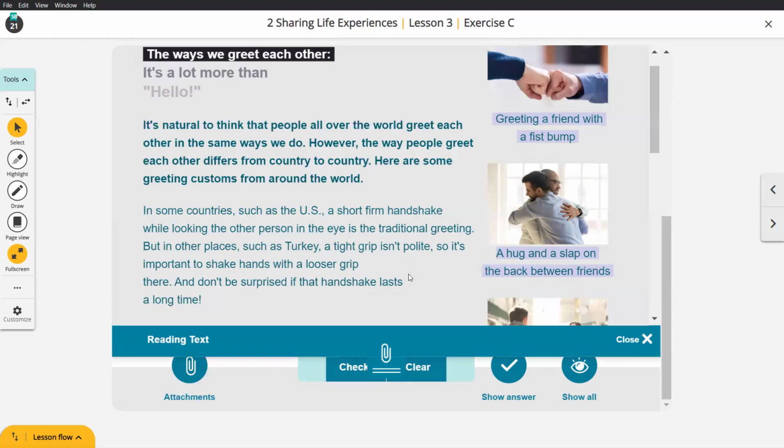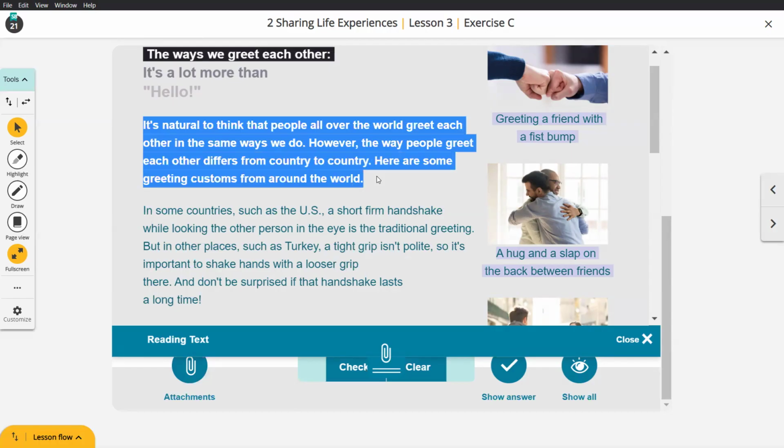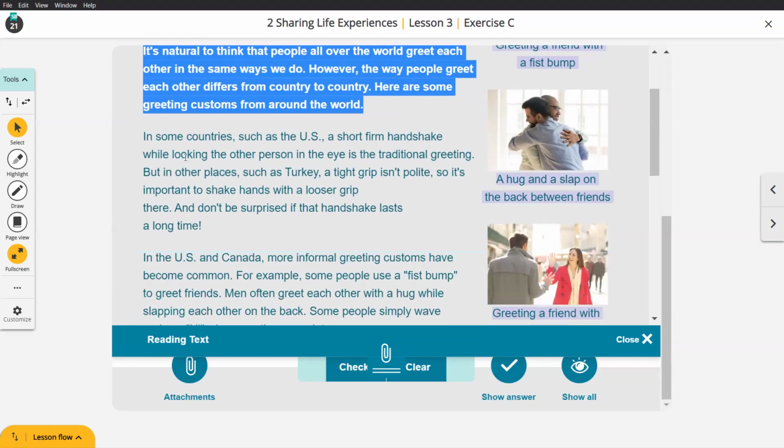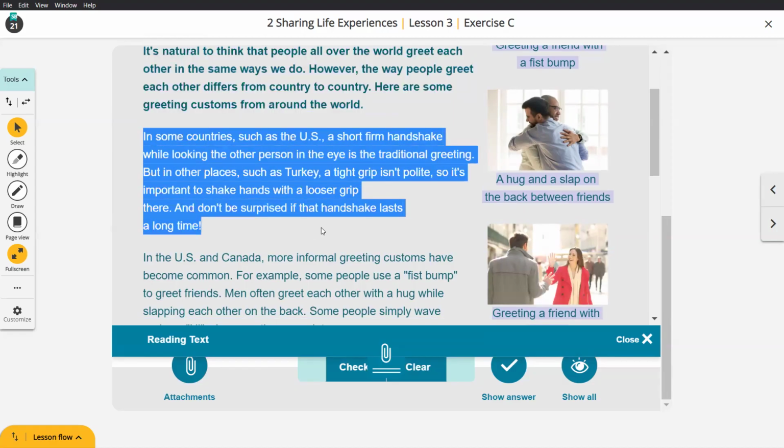So, please, Liz, read the first paragraph. This one. Okay, teacher. It's natural to think that people all over the world greet each other in the same ways we do. However, the way people greet each other differs from country to country. Here are some greeting customs from around the world. Okay, Estrella, this one.